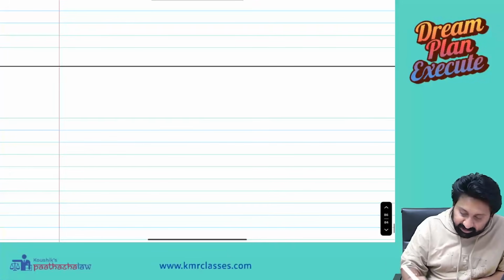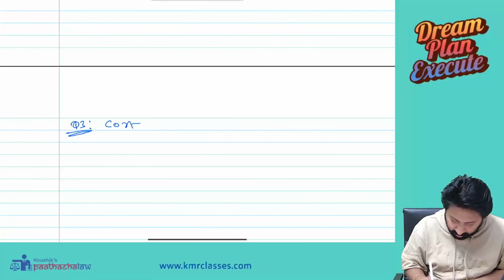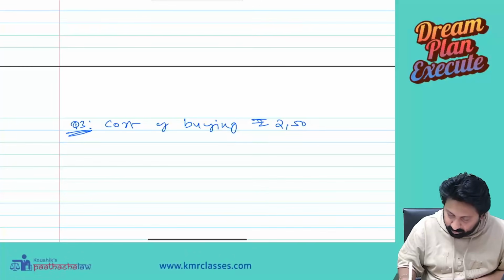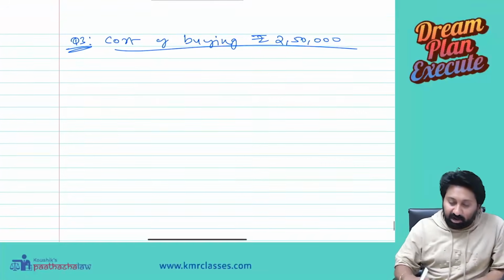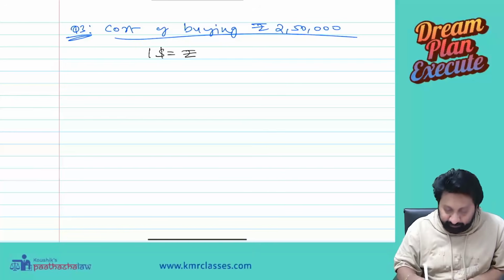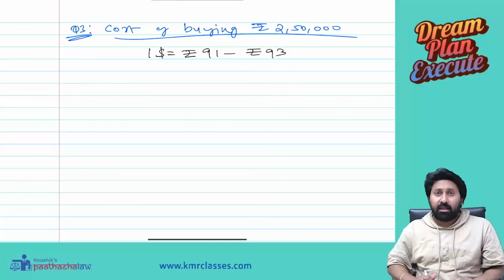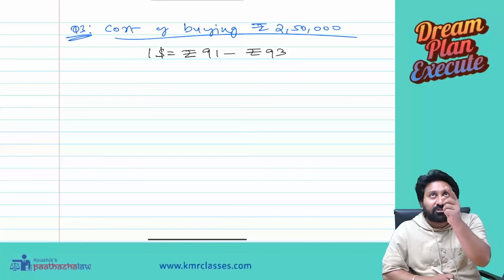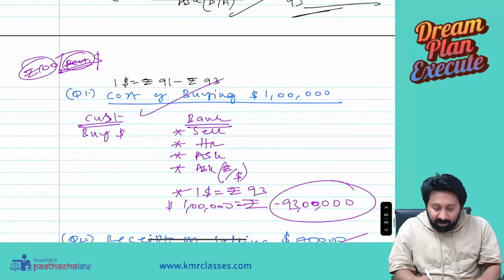Next, question 3. Complication will start. Please listen. Cost of buying rupees 2,50,000. What is this? See, now the quotation, the confusion will start. What is our quotation? $1 equals rupees 91 to rupees 93. This is the quotation. Now, what is the commodity? Dollar. So, the transaction also should be in dollar terms.